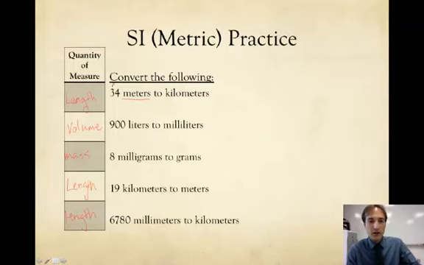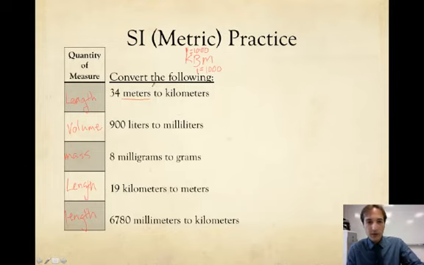All right, now let's solve. Going down the list, we're going to start with 34 meters to kilometers. Meters is a base unit. Kilometers is a prefix. It's a bigger prefix, right? First thing I want to remember is my KBM: killed by monster, killed by math. 1 kilo equals 1,000 base units, or 1 base unit equals 1,000 millis. That's our KBM. That's going to help us remember how to convert these.